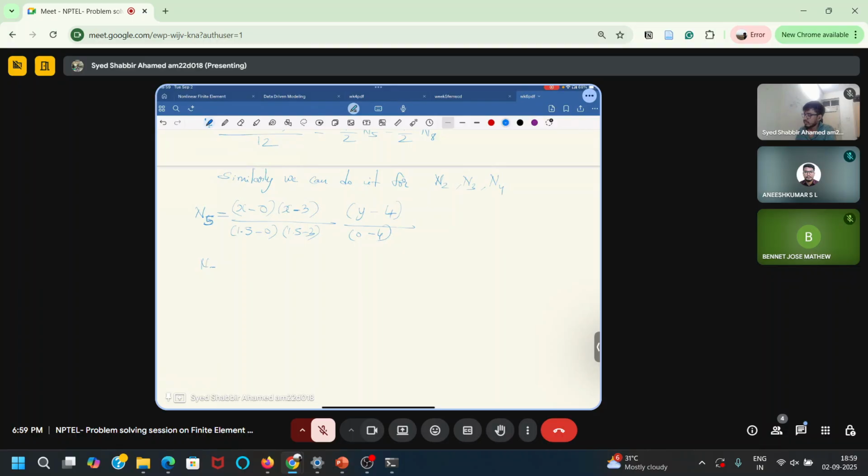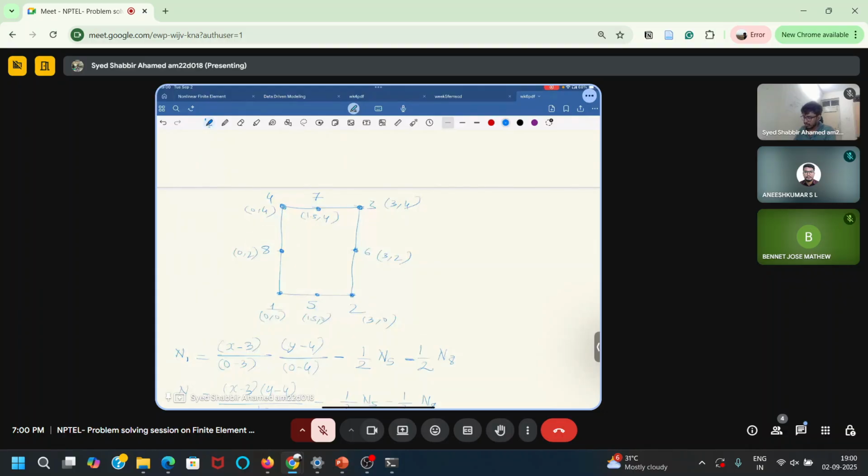So now N5 is nothing but x into (x minus 3) into (y minus 4), divided by 1.5 into (1.5 minus 3) into (0 minus 4). We'll get, I think, 9. It's nothing but, yeah, 9 we'll get. So x into (x minus 3), (y minus 4) divided by 9. So this is the N5. Similarly, you can find out N6, N7, N8 like this.